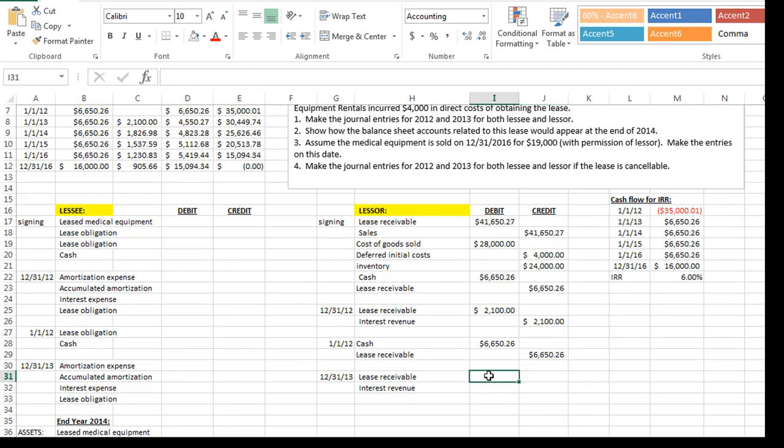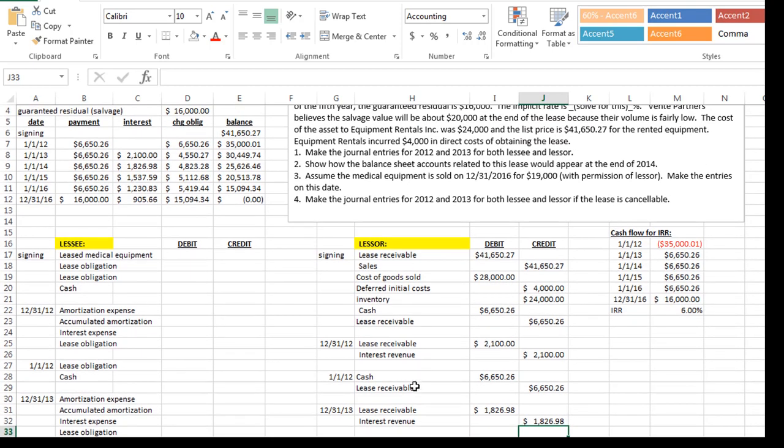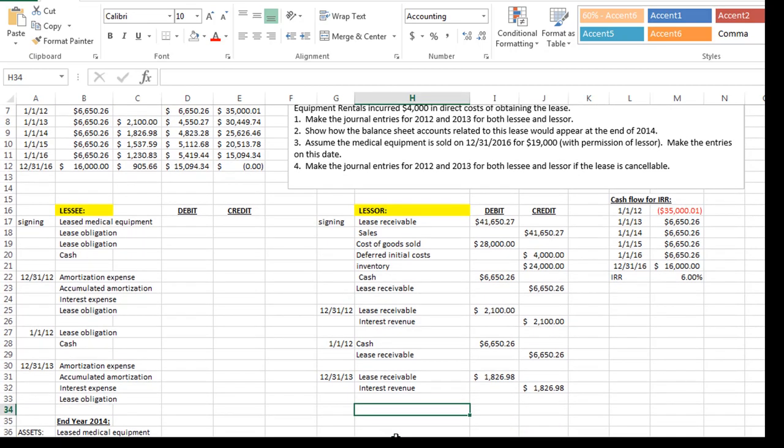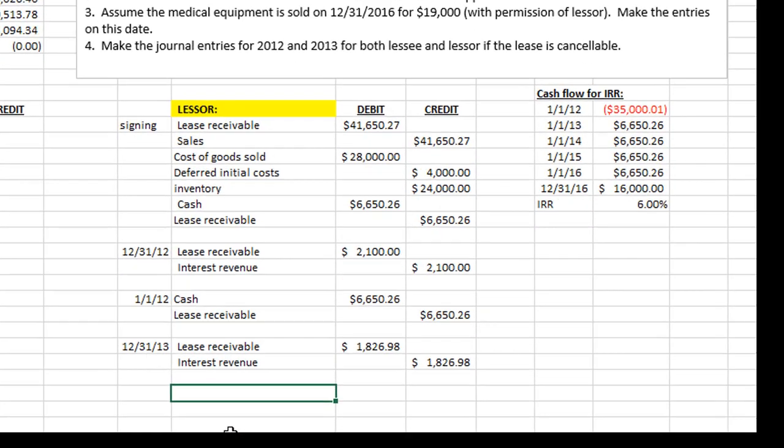All right, and then of course at the end of 2013, you will again have to accrue in some interest. Again, you can accrue this to interest receivable if you prefer. If you do that, then this entry here, you'll have to split this between the lease receivable and interest receivable to clear out your interest receivable January 1st. Okay, so those are the entries for your lessor.